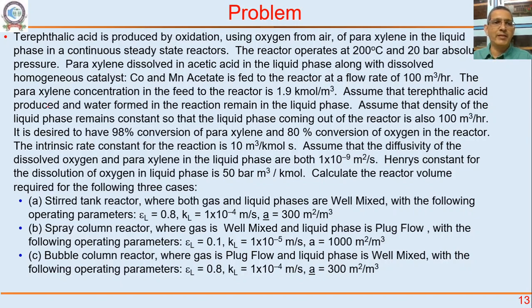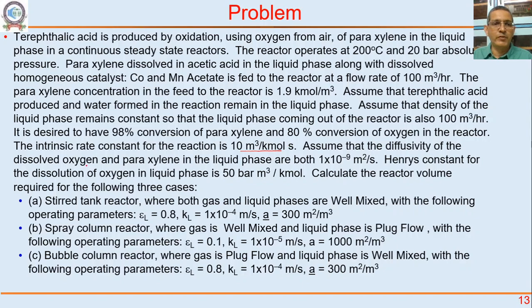Assume that terephthalic acid is produced and water is formed in the reaction remains in the liquid phase. Assume that density of the liquid phase remains constant so that the liquid phase flow rate coming out of the reactor also is 100 meter cube per hour. It is desired to have 98% conversion of paraxylene. Oh, yeah. And 80% conversion of oxygen in the reactor. Intrinsic rate constant is 10 meter cube per kilomole second. Second order reaction.